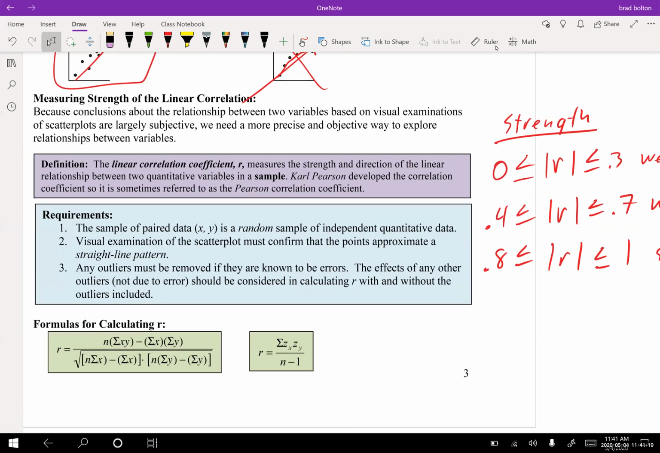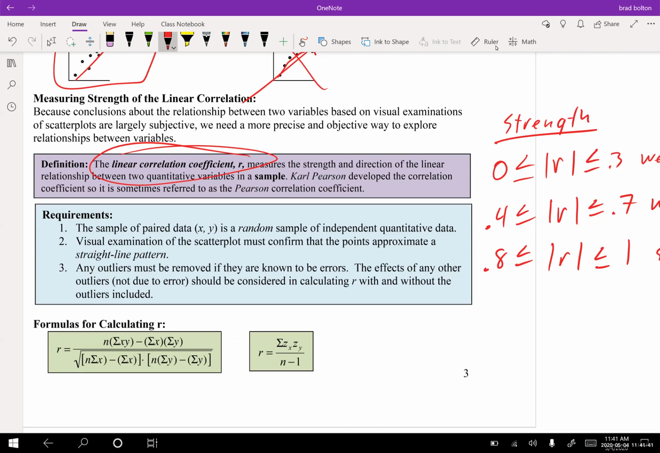So measuring the strength of a linear relationship: because conclusions about relationships between two variables based on visual examination of scatter plots are largely subjective, we need a more precise, objective way to explore relationships between variables. That's where this comes in, the linear correlation coefficient. So we're going to use this correlation coefficient R to help us decide if it's a weak, strong, or moderate relationship.